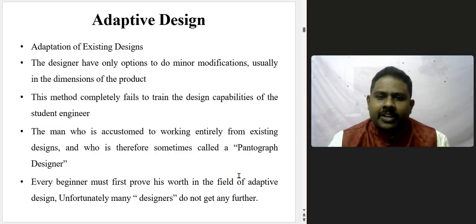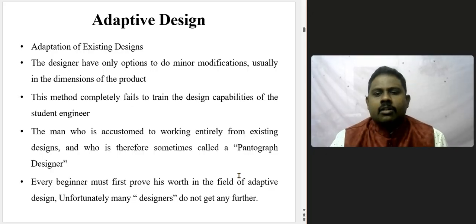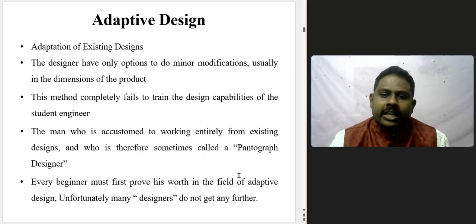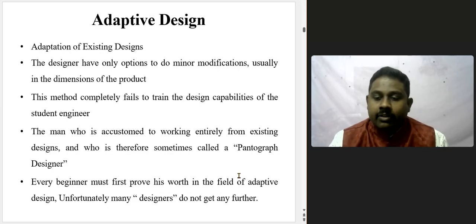This method completely fails to train the design capability of a student or engineer. So he is not using any creativity or any idea, he is doing only modifications. So sometimes it is called a pantograph designer also. Working with the existing design is another term, called a pantograph designer, entirely working on the existing design. So the creativity required is very little compared to the other new type of design. Even every beginner should first be able to make an adaptive design. Unfortunately, many designers do not get any further, so they may practice only the adaptive design.